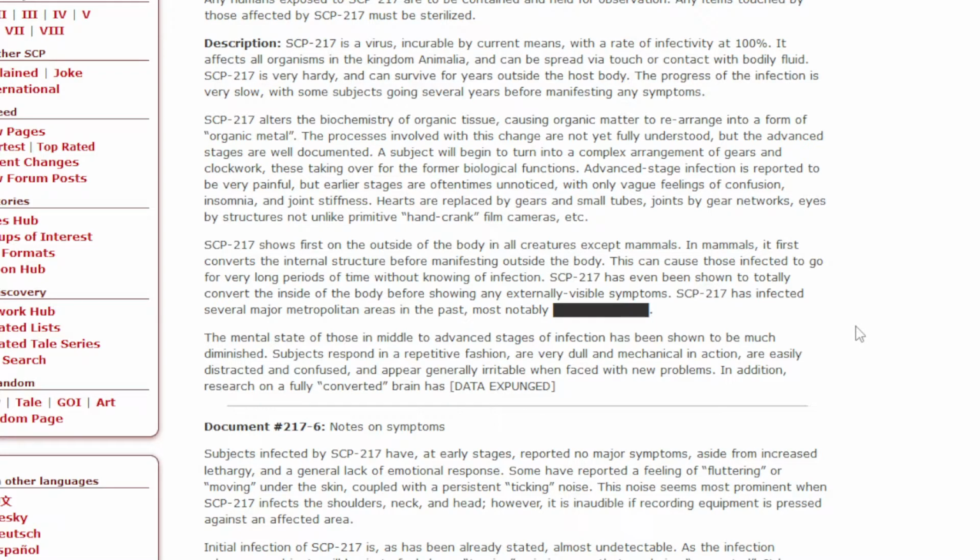This may cause those infected to go very long times without knowing of the infection. It's been even shown to convert the entire inside of the body before showing any external visible symptoms. 217 has infected several major metropolitan areas in the past, most notably blank.